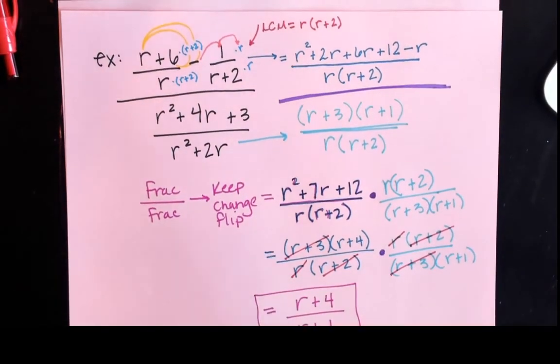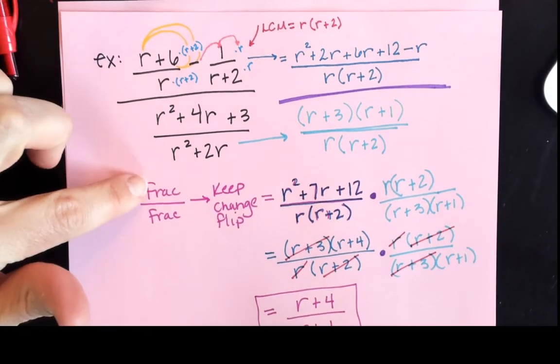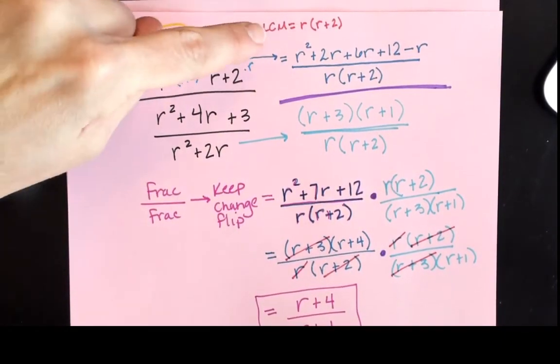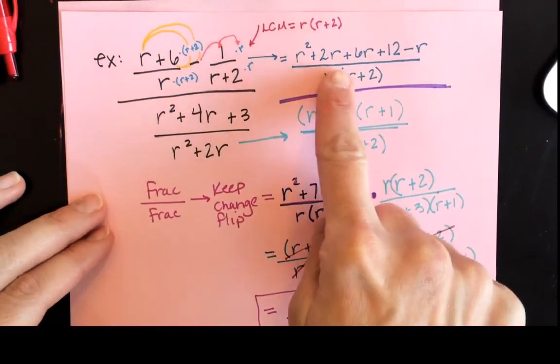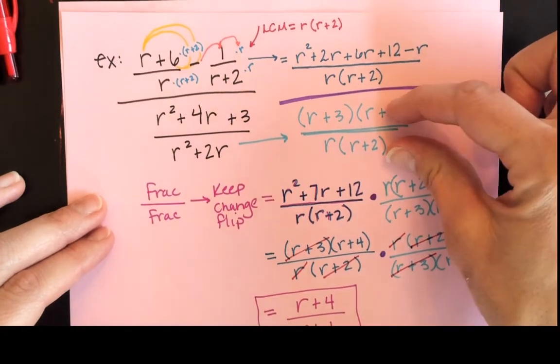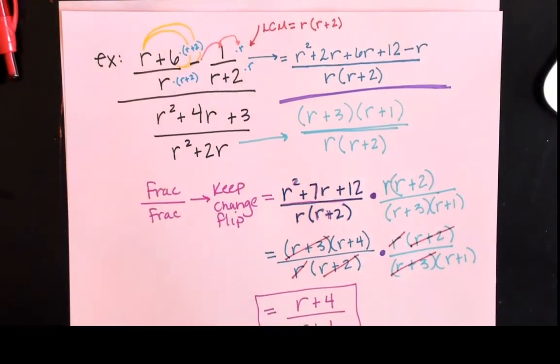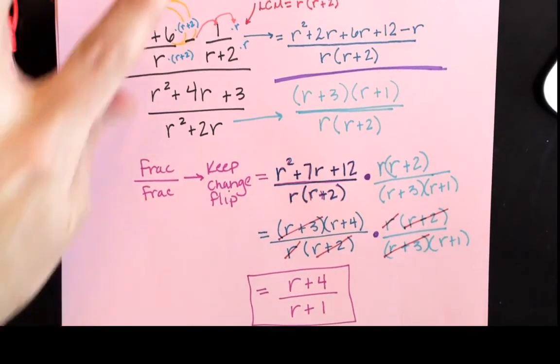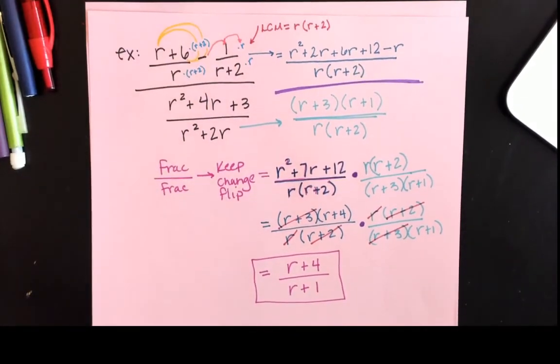So truly, we need to make sure that we get a fraction over a fraction. When you see that there's more than one fraction, we have to be able to get our common denominator to combine it so that we have a fraction divided by a fraction to then do our keep, change, flip. So we have r plus 4 over r plus 1.